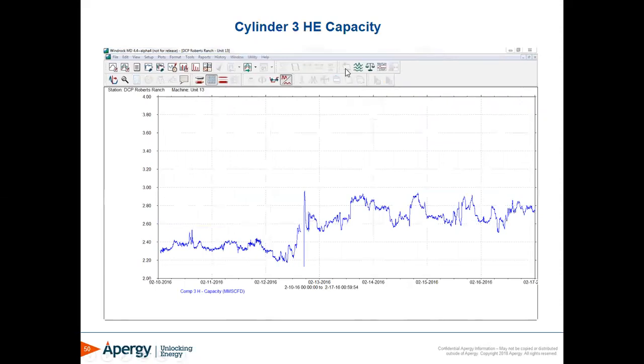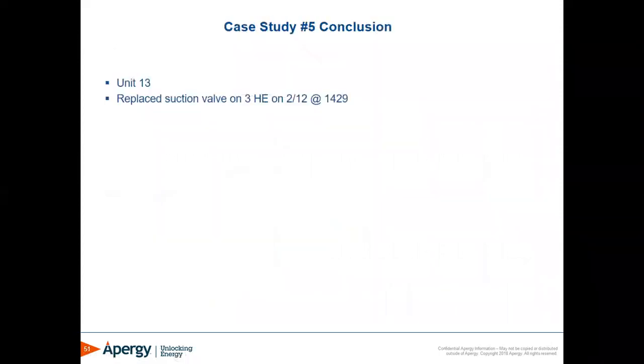This trend is for our head-end capacity of that cylinder. You can see that as the valve was leaking, our head-end capacity started to increase over time. It went from 2.3 million standard cubic feet per day to about 2.7, which correlates to about 17%. In conclusion, on this particular case study, replace suction valve on cylinder 3 head end.